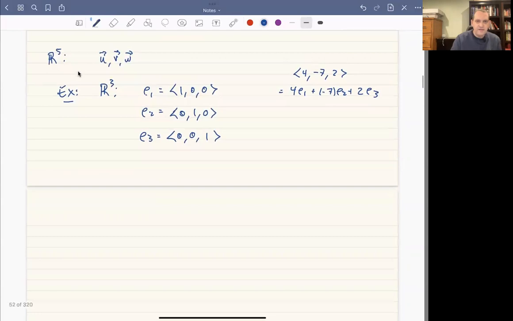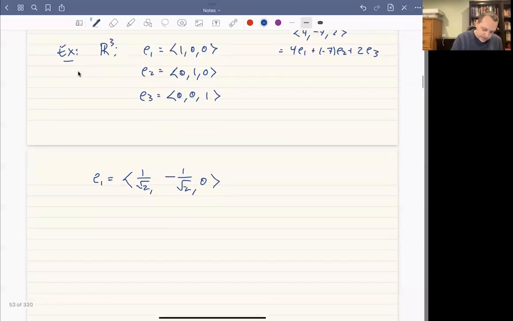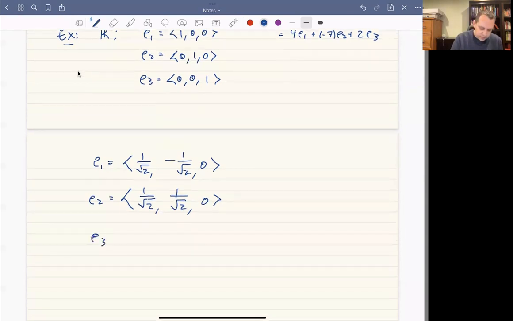But let's say I have 3 basis vectors. Let's say, just to make this a little bit more complicated, E1 is going to be 1 over the square root of 2, -1 over the square root of 2, 0. Let's say E2 is going to be 1 over the square root of 2, 1 over the square root of 2, 0. So those are both orthogonal and unit length, so they're orthonormal so far. And then let's let E3 be the vector 0, 0, -1. Okay, so here we have 3 vectors. None of these are the standard basis vectors, but these 3 span R3.